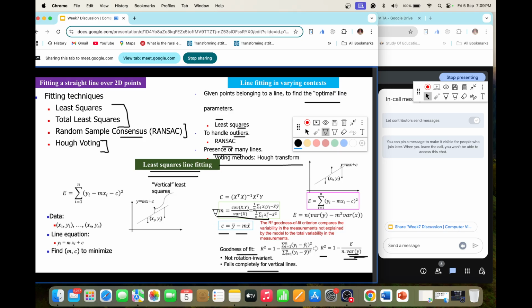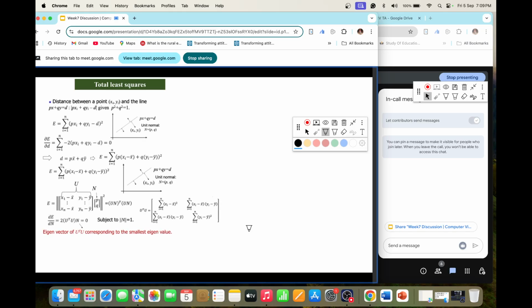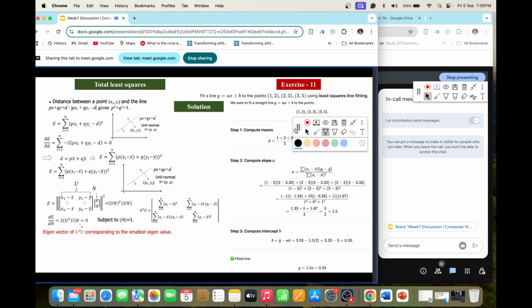So how do we find m? We find m by this equation, and c by this equation. If we have m and c, we can easily fit the line. Okay, so let's solve this question.